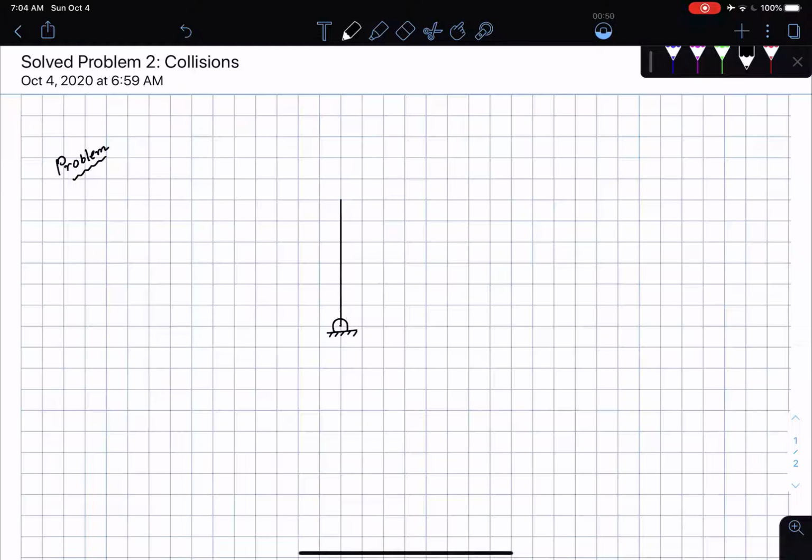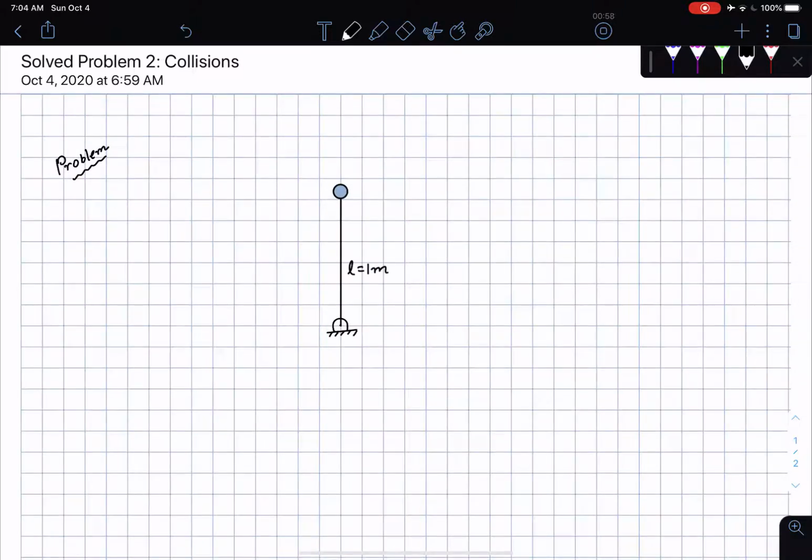Let's assume that the length is going to be 1 meter. So let's say that L is equal to 1. Okay, and then this is the bob of the pendulum, which I'm going to call P. Now there's a ball that is traveling, and this pendulum is at rest to begin with. There's a ball traveling with a certain velocity, and this is striking the pendulum as shown.